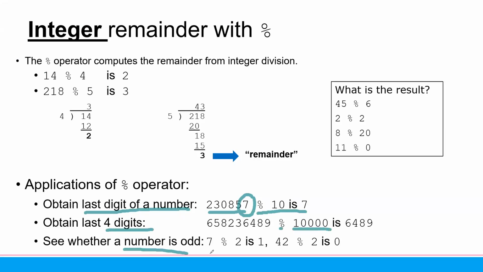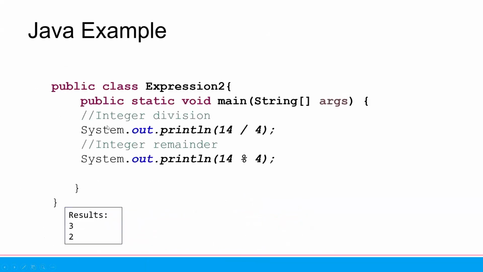Or you want to check whether a number is odd or even. If you take the remainder by 2, or modulus by 2, if it is 1, then it is an odd number. If the remainder is 0, then it is an even number. Okay, so this is simple.